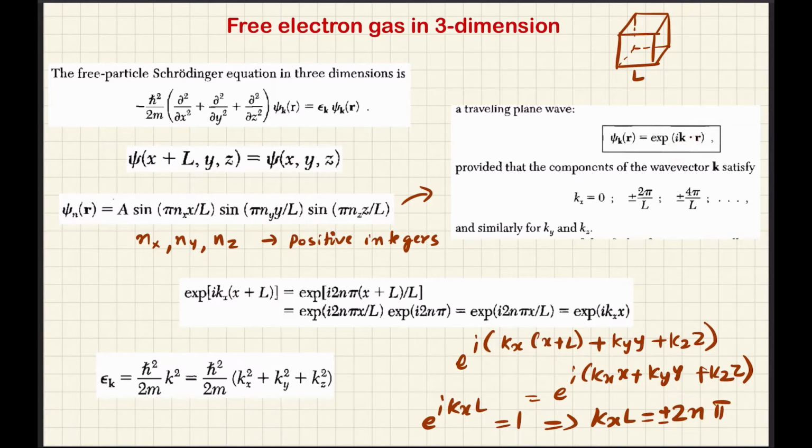In order to see that this solution obeys the periodic boundary condition, you can substitute the solution in this boundary condition, and you can see that e raised to i k x (x plus L) is equal to e raised to i k x x. This is easy to prove. You can just work it out.